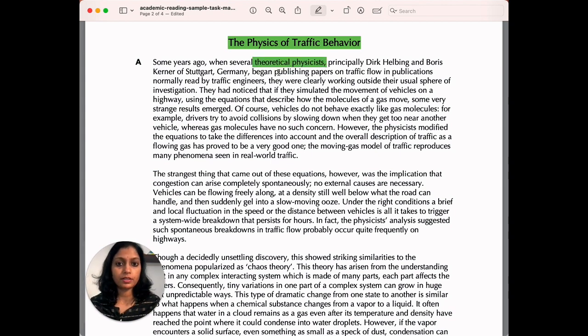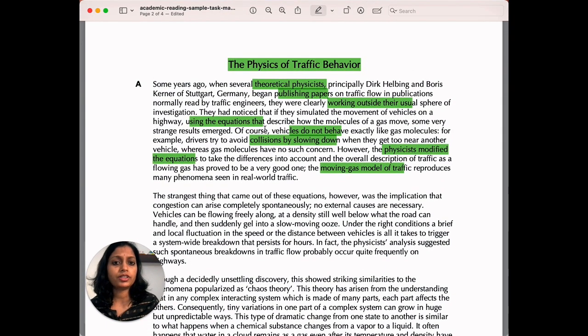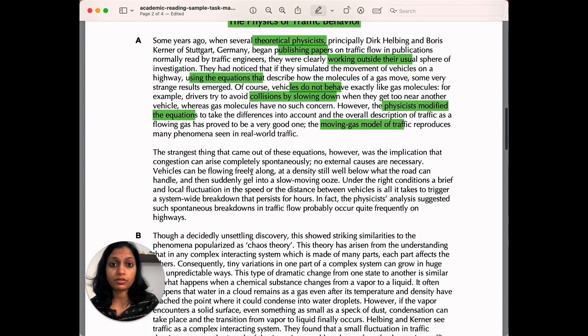Theoretical physicists, publishing papers, working outside usual sphere of investigation using equations. Vehicles do not behave exactly like what they expect. Collisions by slowing down something. Physicists modified the equations. Moving gas model. So basically this talks about how traffic can be controlled. That's what it looks like.